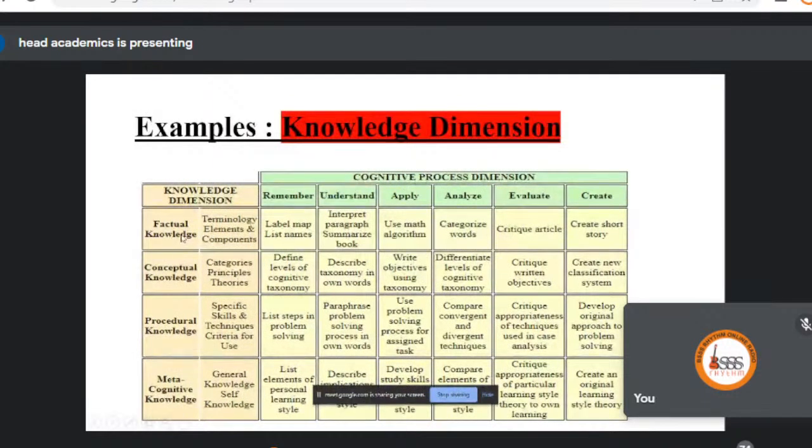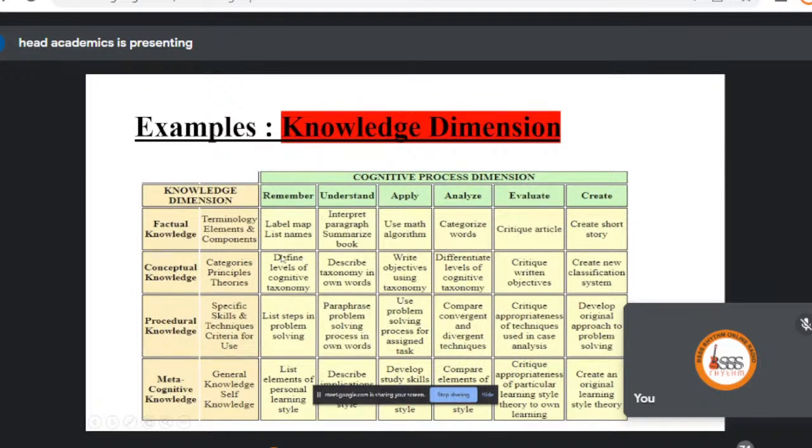For the remember level, factual knowledge, you can use label, map, list, names. For understanding, you can use interpret, paraphrase, summarize. For conceptual knowledge, you can describe a taxonomy in your own words. For procedural knowledge, you can use problem solving. So this is a matrix which can be prepared, and you can pick up the right verbs using this. Barring this, you would have these verbs enlisted.